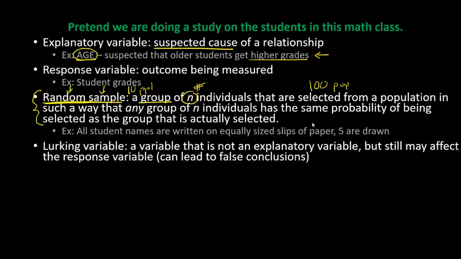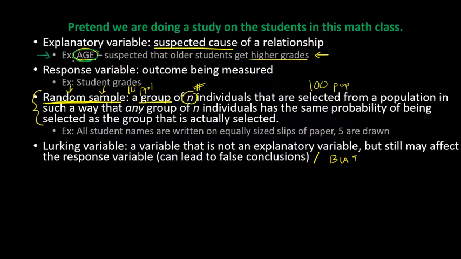A lurking variable. This is a variable that is not an explanatory variable, but might affect the response variable. And it's important because it can lead to false conclusions, it can lead to bias, or in other words, it is a bias that we're not noticing. So for example, earlier I said that, pretend I've noticed that a certain group of students is doing better than the rest, and they all happen to be a little bit older.